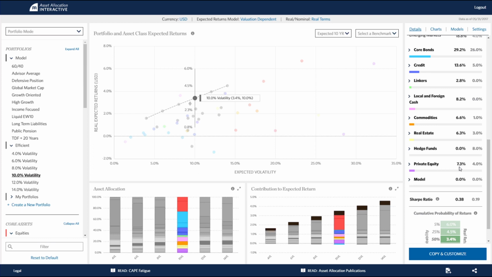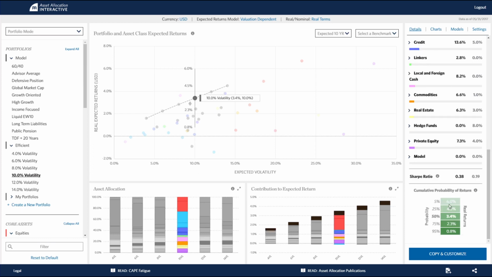So I have two questions for you. One is, what is that green thing at the bottom right side of the screen? So this right here is a cumulative probability of return. This is exactly the same as what we see in the line on the scatter plot. And what it shows is the probability of this portfolio achieving certain levels of return. So 95% probability of eclipsing an 80 basis point return, 75% chance of eclipsing 2.3, so on and so forth, up to 5% chance of eclipsing a 6% real return.